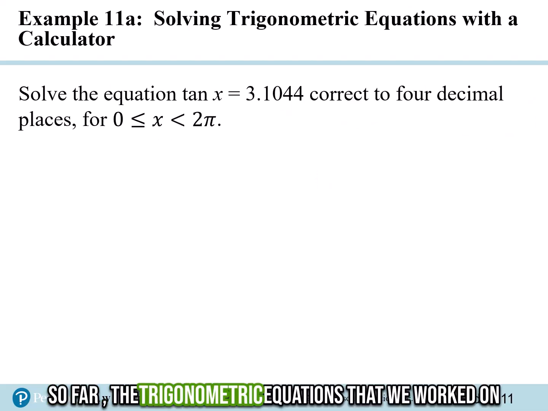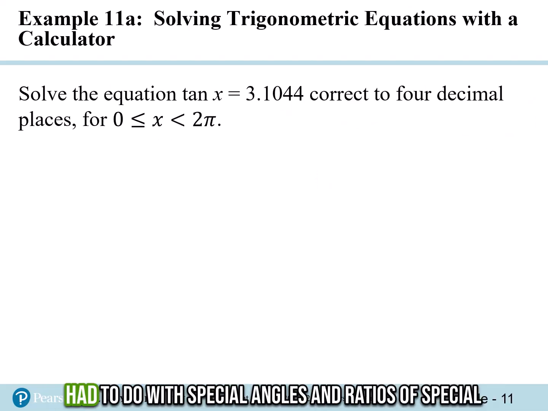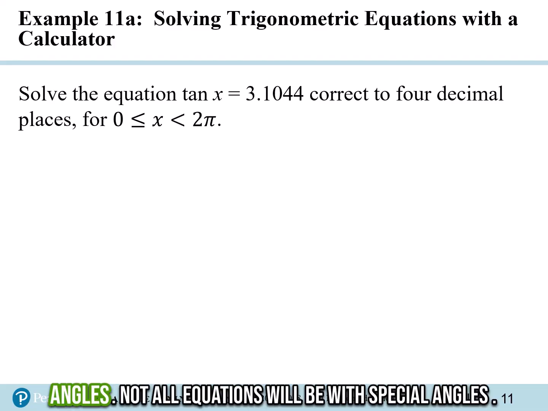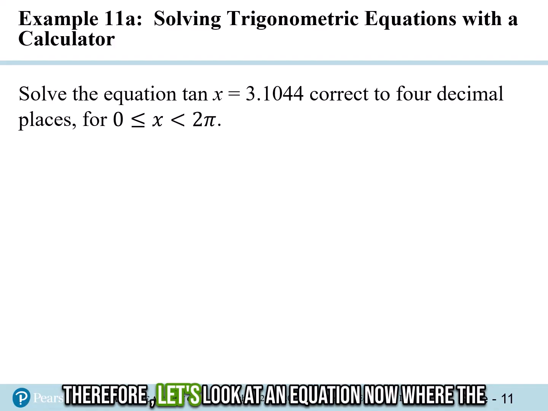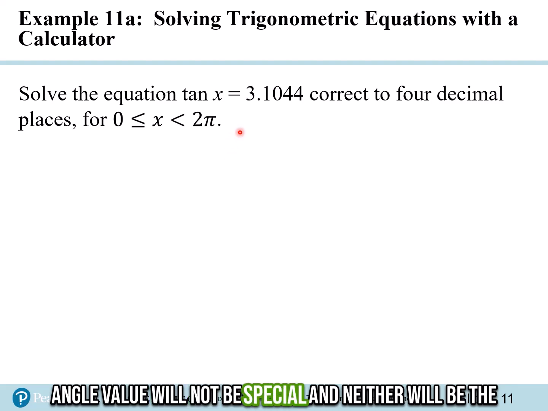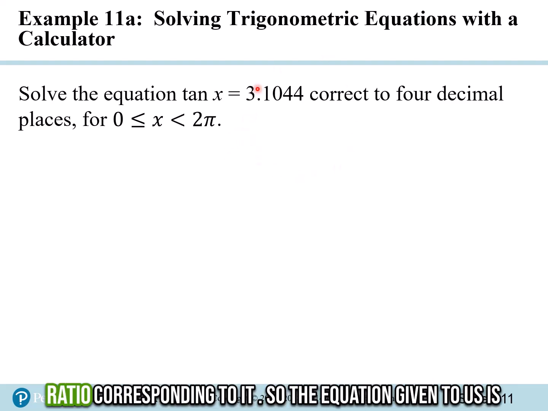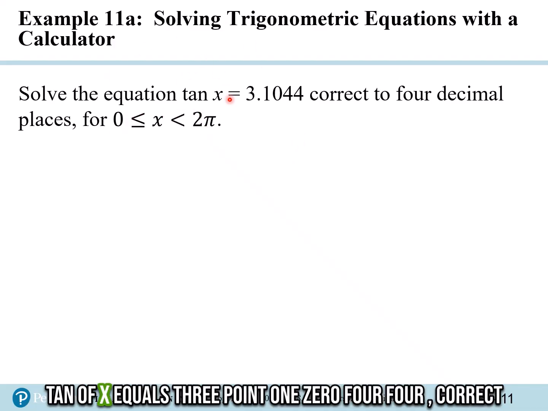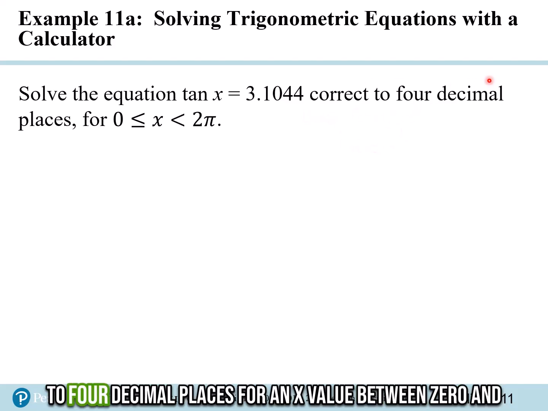So far, the trigonometric equations that we worked on had to do with special angles and ratios of special angles. Not all equations will be with special angles. Therefore, let's look at an equation now where the angle value will not be special and neither will be the ratio corresponding to it. So the equation given to us is tan of x equals 3.1044, correct to 4 decimal places, for an x value between 0 and 2 pi.